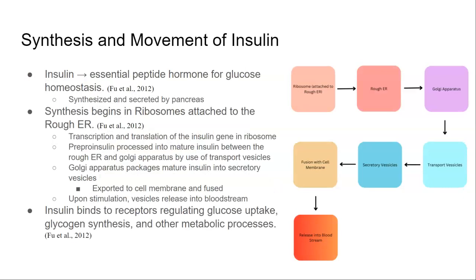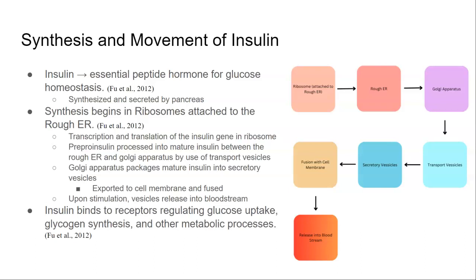The next process we'll talk about is insulin synthesis. Insulin is a peptide that is essential for glucose homeostasis. The synthesis of insulin occurs in the pancreatic beta cells. The synthesis begins in the ribosomes attached to the rough endoplasmic reticulum. Within the ribosome, transcription and translation of the insulin gene occur. From here, proinsulin is processed by the rough ER and moved to the Golgi apparatus for further maturation.